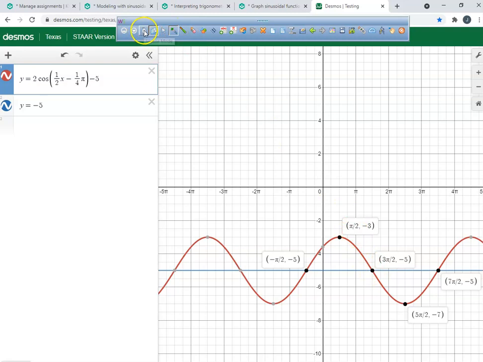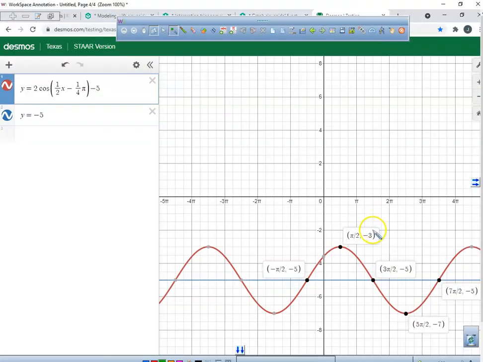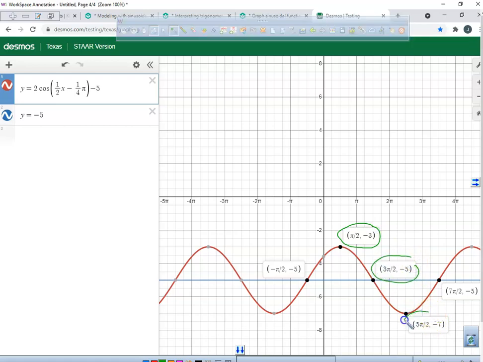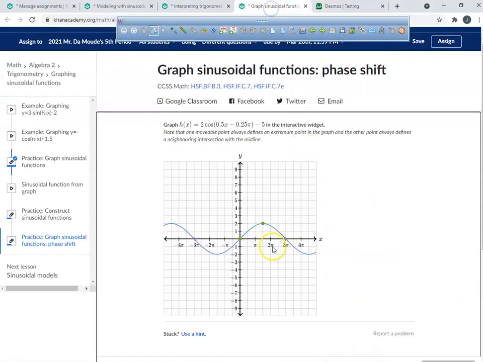I'm going to take a screenshot real quick. I'm going to use this point, pi over 2, negative 3, and then maybe I'll use this point, or I could use this point. All right, so we're going to try pi over 2, negative 3. So I'm going to go over here. Oh, it's a cosine graph. So what do I have to do with the widget tools? With the cosine graph, I have to what? Move it. I got to switch it. So now I can move it around and make it look like a cosine graph.